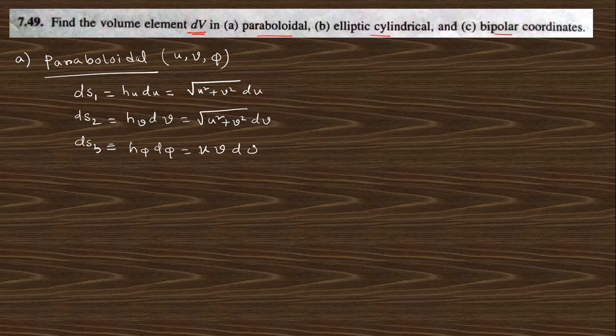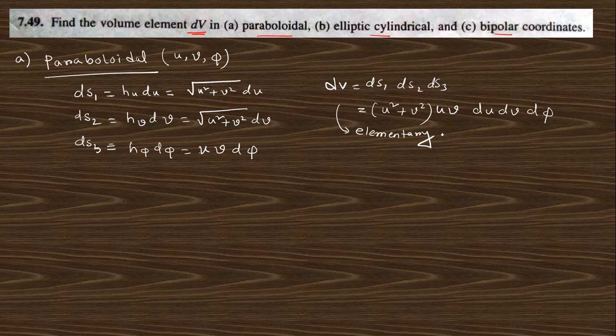uv d phi. Okay, so the volume is nothing but ds1 ds2 ds3, the multiplication of the three side arc lengths. So you will get u square plus v square, and this is uv, multiplied by du dv and d phi. This is the solution. This is the elementary volume.